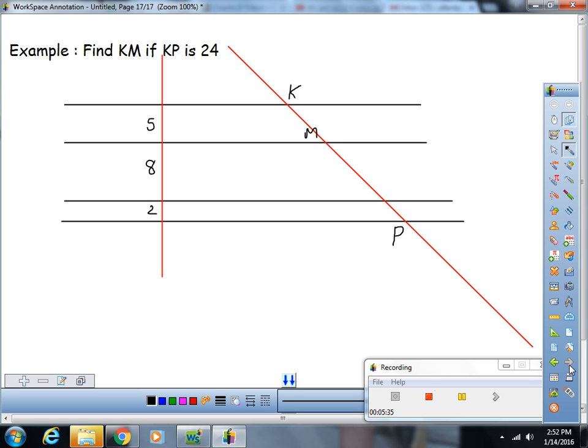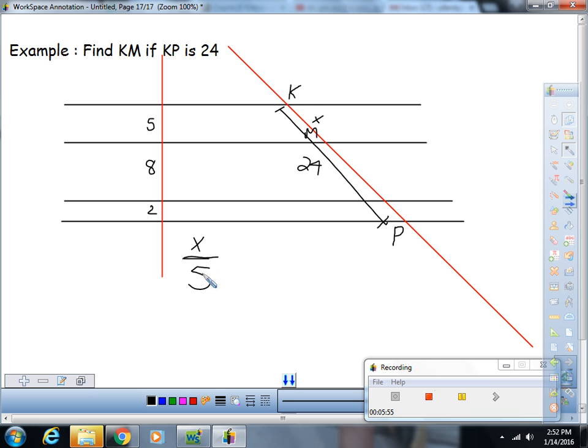Example, find KM if KP is 24. So that's our x, and from here to here is 24. So x matches up with 5, and 24 matches up with, well, that would match up with 5 plus 8 plus 2. Notice that 24 represents the sum of 1, 2, 3 segments. So that's why we're matching it up with 1, 2, 3 segments.